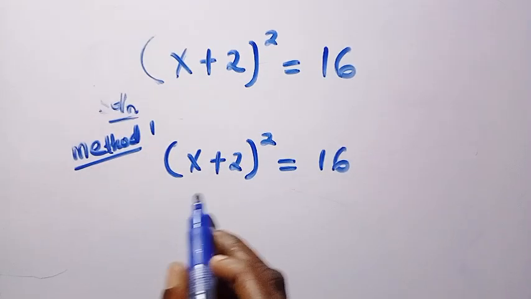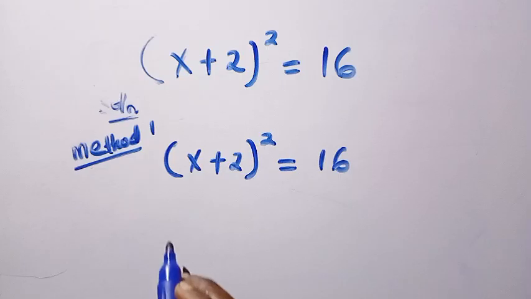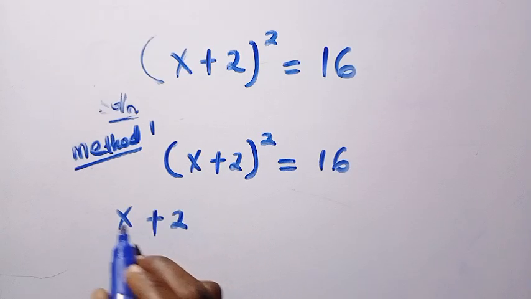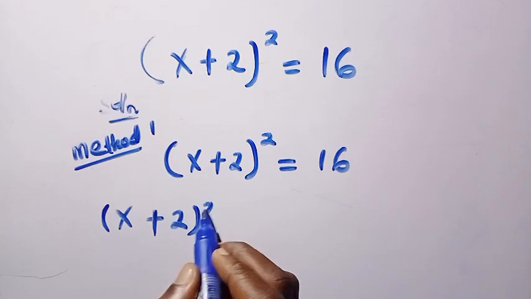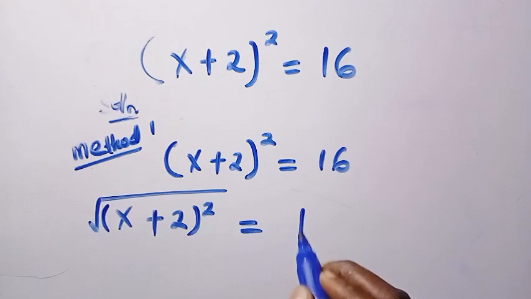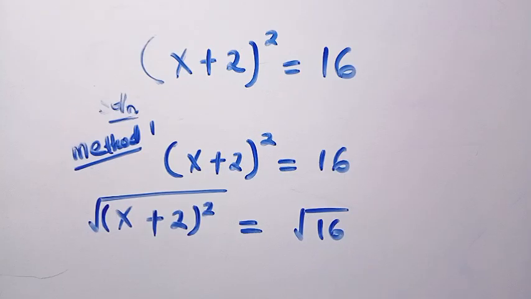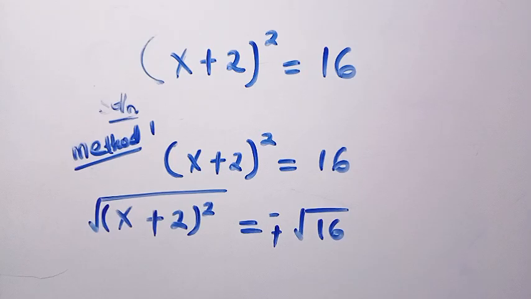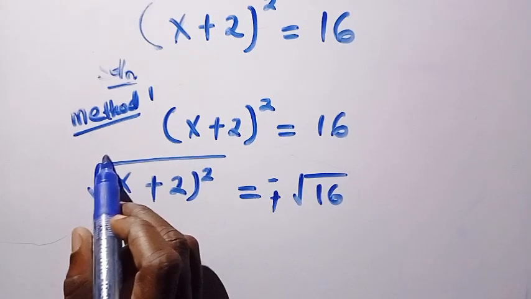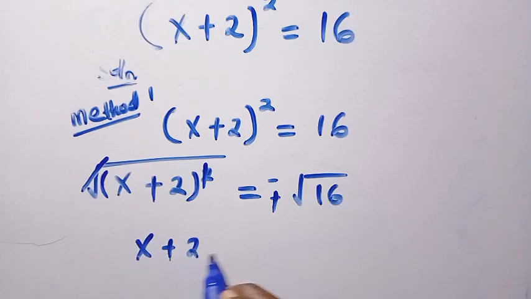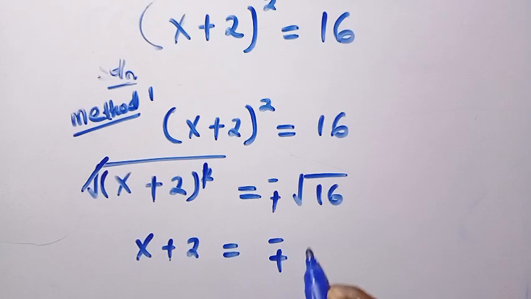Looking at this, suppose I take the square root of both sides. We are going to have the square root of (x + 2)^2 equals the square root of 16, and when we take the square root of 16, here is plus or minus. The square and square root cancel, and we are left with x + 2 = ±√16, that is 4.